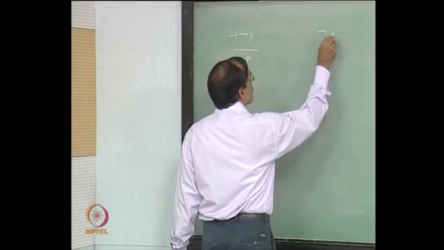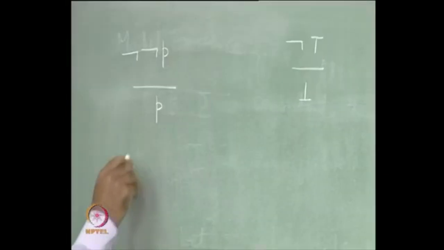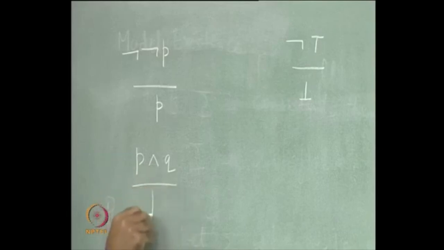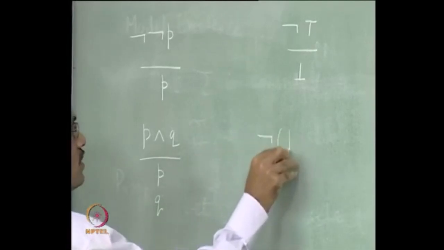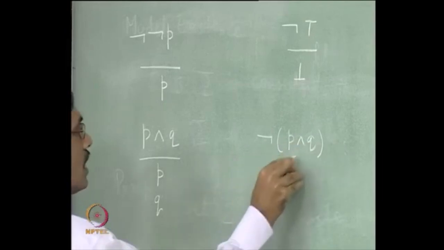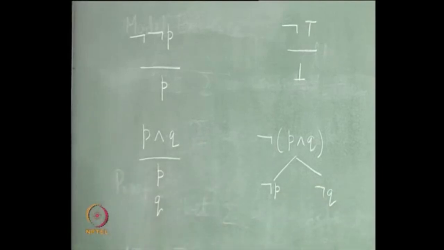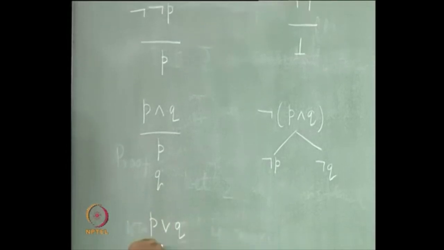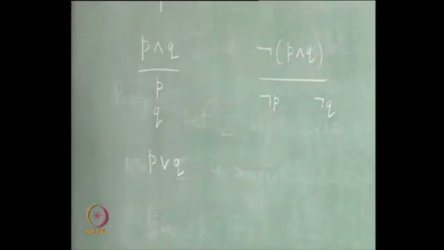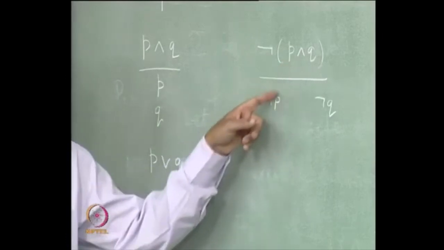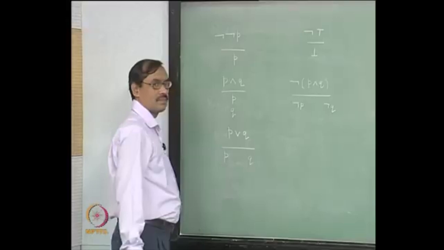So, now if it is in the form not top, you can write bottom, okay. Now, if it is P and Q, we will have P, we will have also Q, okay. If it is not of P and Q, then we will have two children, one is not P, another is not Q, okay. If it is P or Q, we have again two children, okay. This can be written as a fraction. You just write this way, okay. When you construct the tabula, we will be connecting by trees. Then P or Q, we will have P as one child, Q as the other child, right.